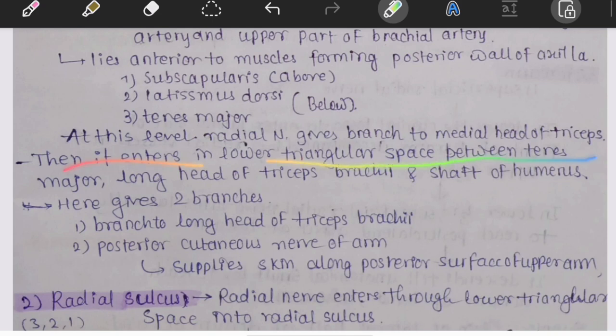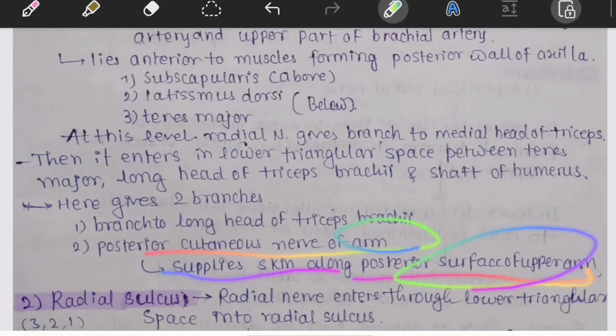Then it enters the lower triangular space between the teres major, the long head of triceps brachii, and the shaft of the humerus. Here it gives two branches: the branch to the long head of triceps brachii and the posterior cutaneous nerve of the arm, that supplies the skin along the posterior surface of the upper arm.